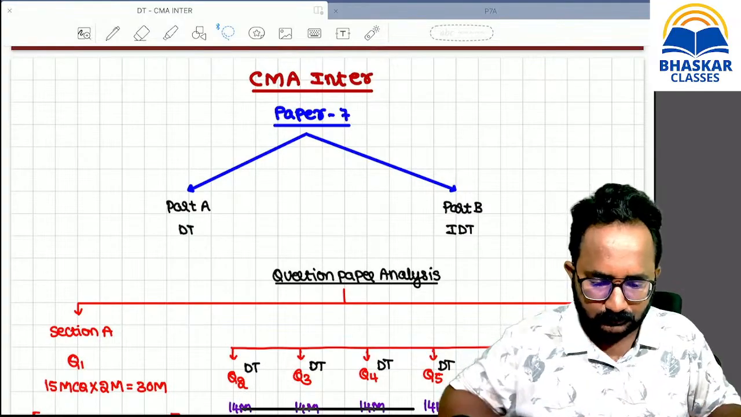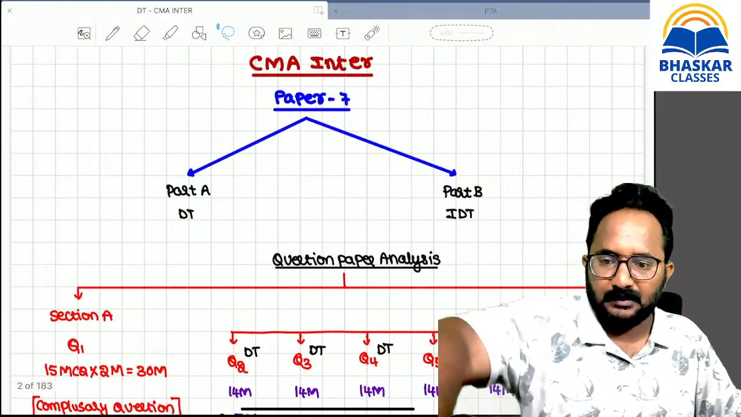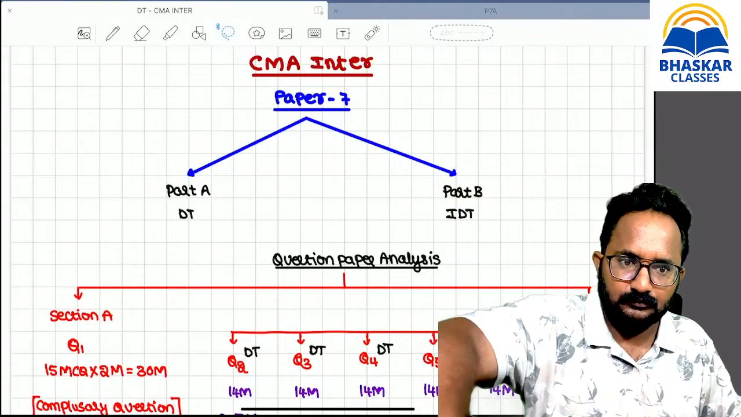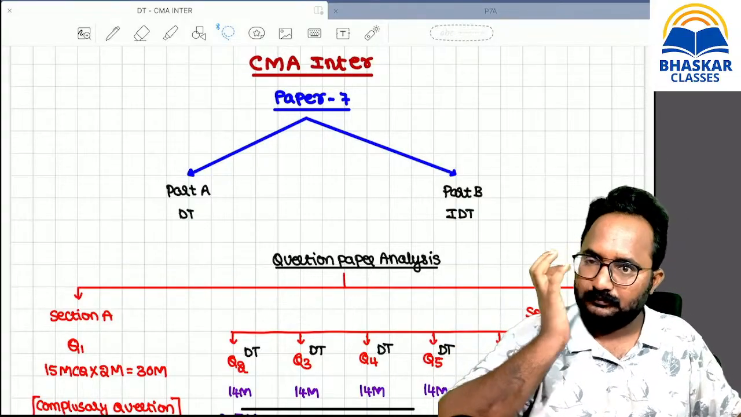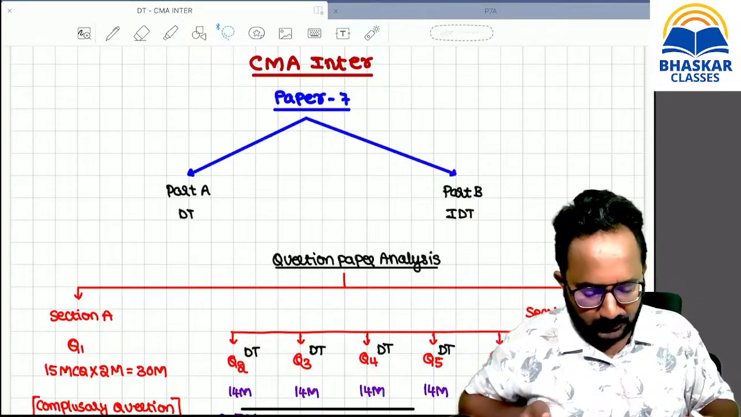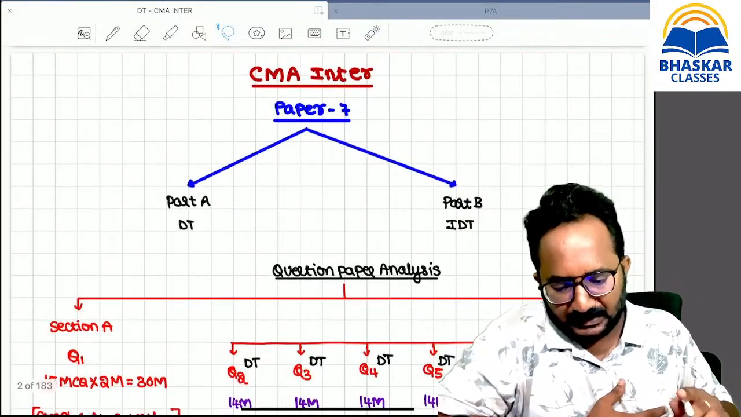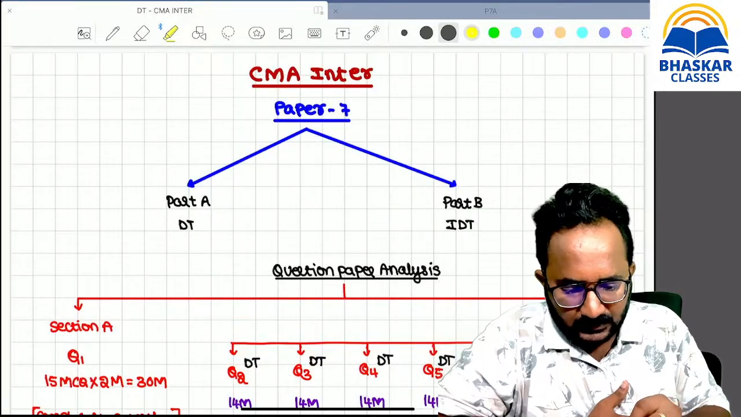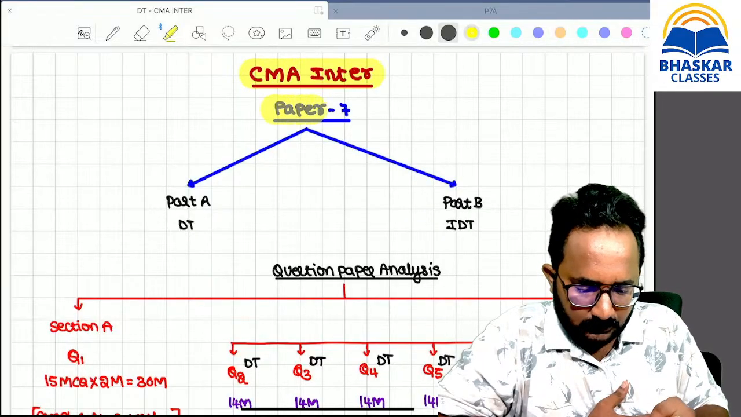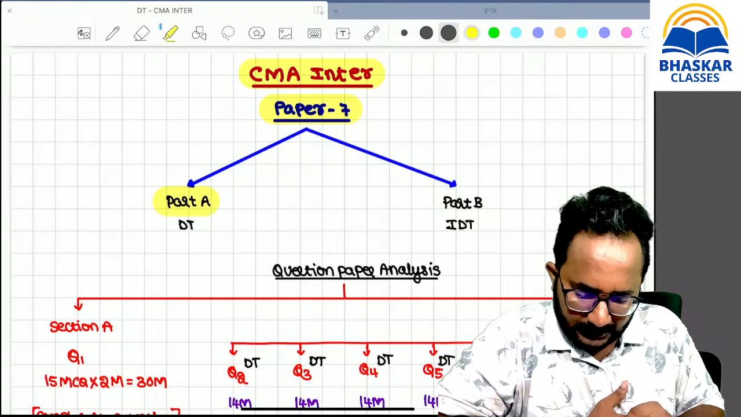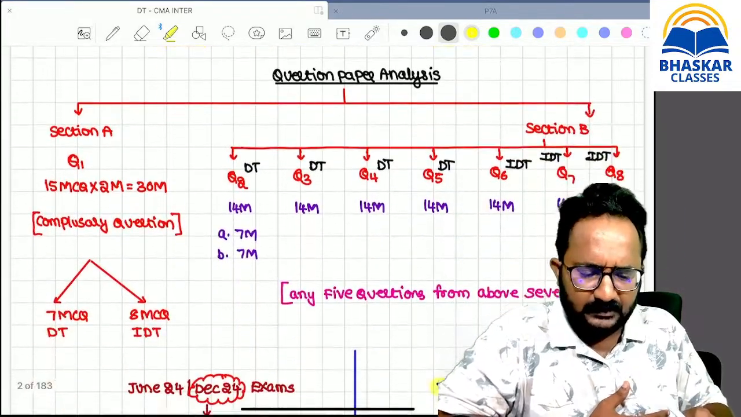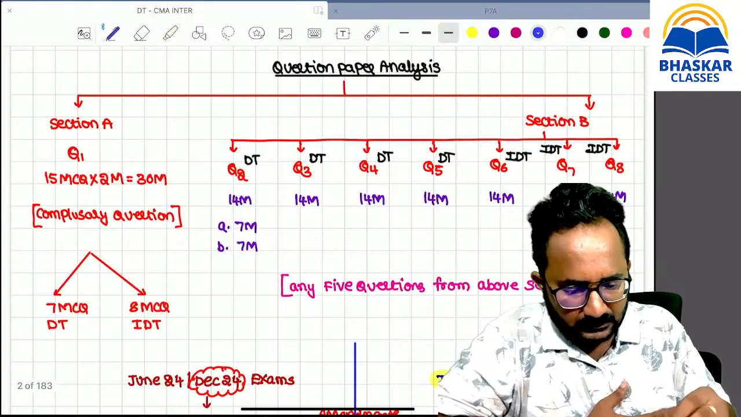Now we can start our discussion. CMA paper number 7, I think you know already, is taxation. Part A, direct taxation. Part B, indirect taxation. First, 2 minutes, we can go with the paper analysis.